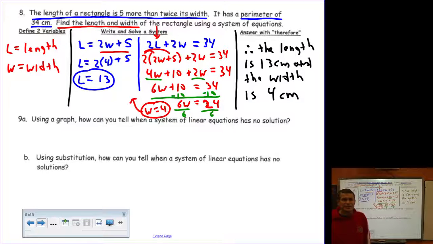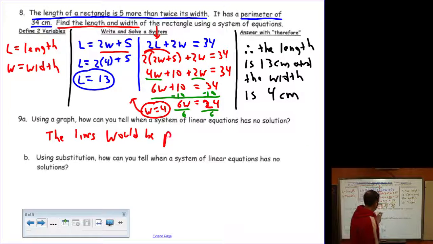All right, finally number 9. Number 9 just wants to see if you understand graphing versus substitution. It says, using a graph, how can you tell when a system of linear equations has no solution? Well, there's no solution when you're graphing if the two equations give you parallel lines. So the lines would be parallel if there's no solution.